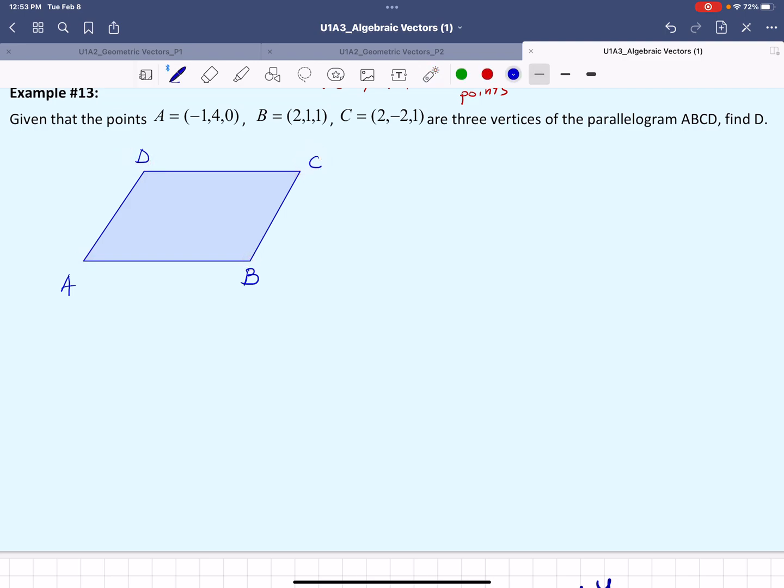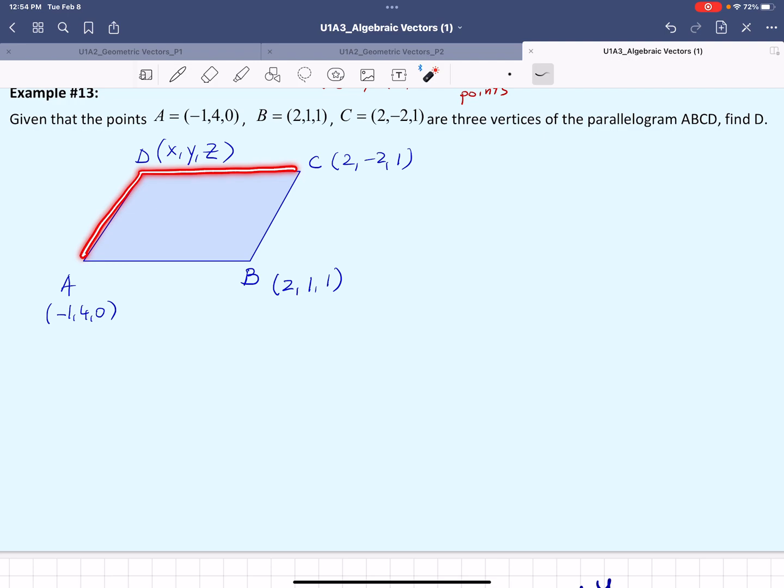That would be wrong. So we're going to say A is negative 1, 4, and 0. B is 2, 1, and 1. C is 2, negative 2, and 1. D is x, y, and z. We don't know what D equals. So we want to find the coordinates of D, but we know that this is a parallelogram. Now, in order to find the coordinates of D, we have to think of what properties of parallelograms we can use. Because this is a parallelogram, point D cannot be just anywhere. It has to satisfy all the properties of the parallelogram.